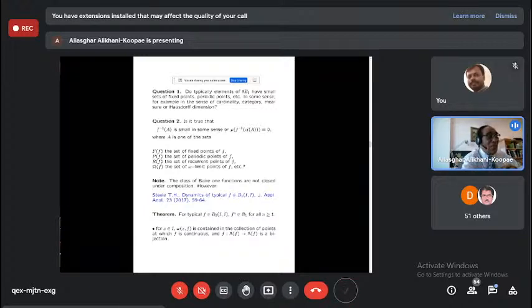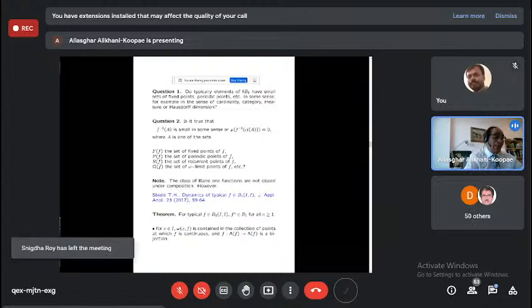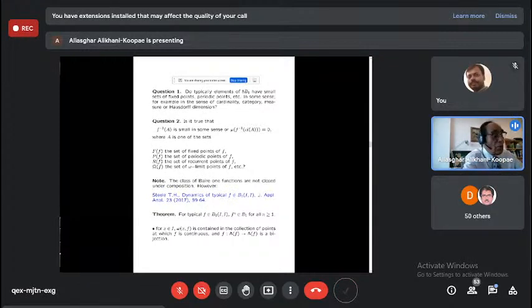So the question we can ask: do typical elements of bounded Baire one functions have a small set of fixed points, periodic points, etc., in some sense, for example in the sense of cardinality, category, measure, Hausdorff dimension, whatever? Any notion that indicates the size of something, in topology or cardinality. So we can ask: is it true that f inverse of A is small in some sense, or mu of f inverse of the closure of A is small, where A is one of these sets: Fix(f), P(f), R(f), omega(f), which is the set of non-wandering points, R(f) being recurrent points, and so on.